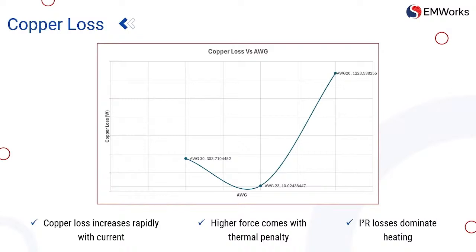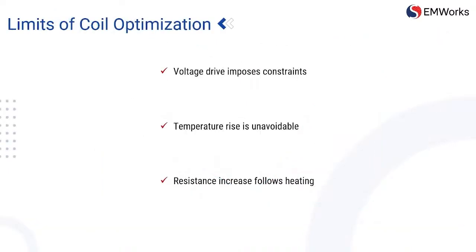A higher current under voltage drive leads directly to higher I squared R losses and increased heat generation inside the coil. If this heat is not accounted for during the design, it will later appear as rising temperature, increasing resistance, and declining performance. Even with careful coil optimization, certain limits cannot be avoided.